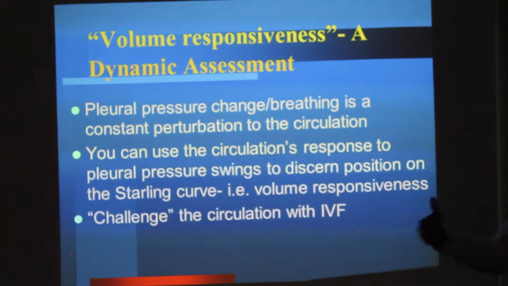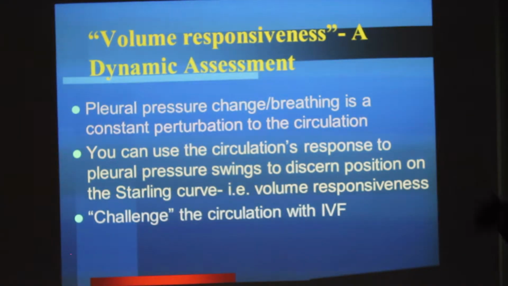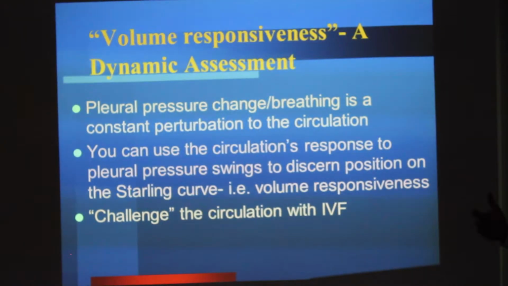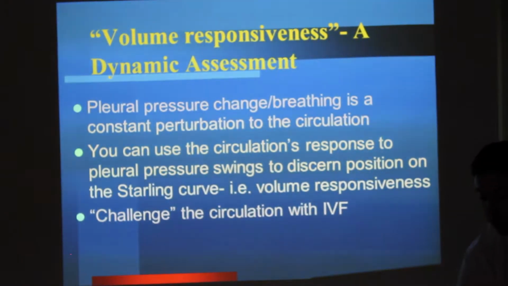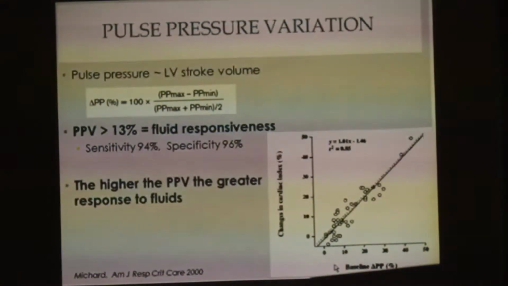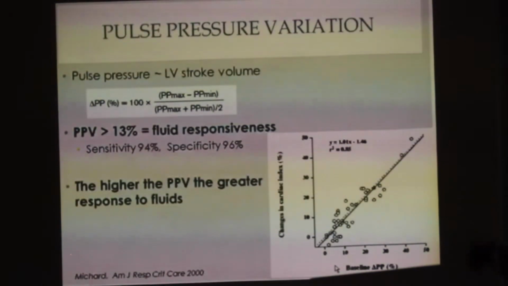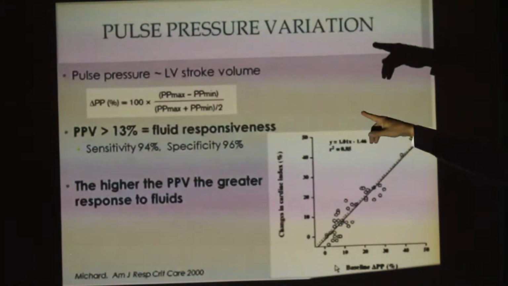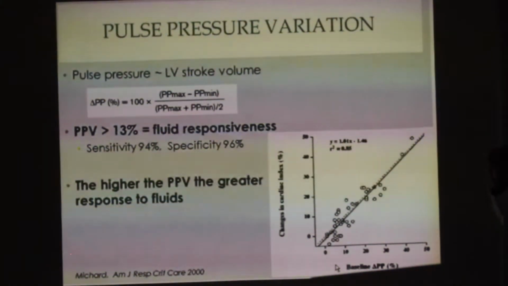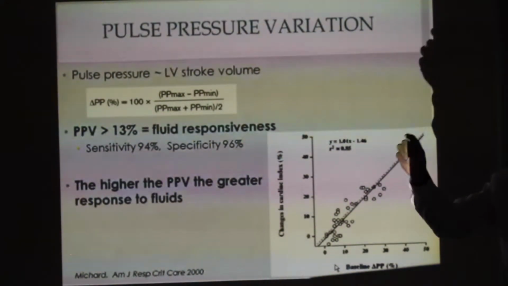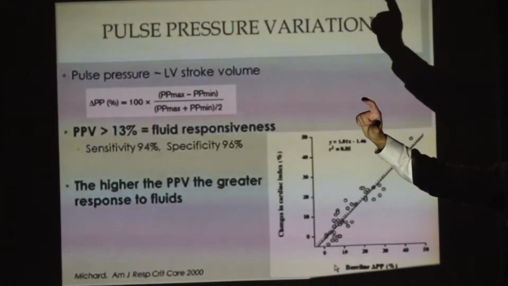So we can use the pleural pressure change, which is a constant perturbation to the circulation. This is dynamic, so it's like a video, not a snapshot, and we can assess and challenge the circulation. So what's the cutoff here? Michard is a big name in pulse pressure variation in the ICU, and as I mentioned, the pulse pressure is a surrogate for the LV stroke volume, which is a very important one in the formula of oxygen delivery and perfusion.